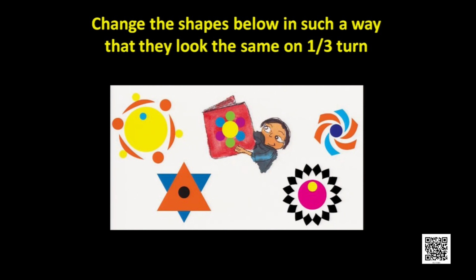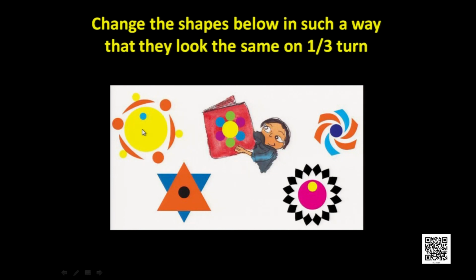Now, change the shape below in such a way that they look the same on a 1/3 turn. You now see this picture. Now, on a 1/3 turn, will it look the same? No, because here you see this blue color part, this one, if I make a turn like this, it will come in this direction. So, after a rotation of 120 degrees or a 1/3 turn, here it will come. So, the look will be different.